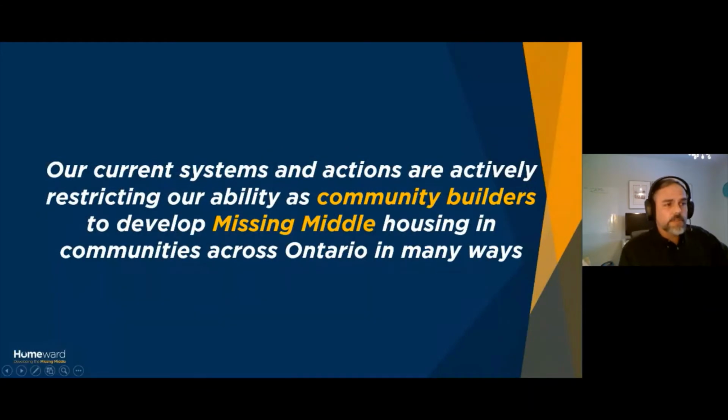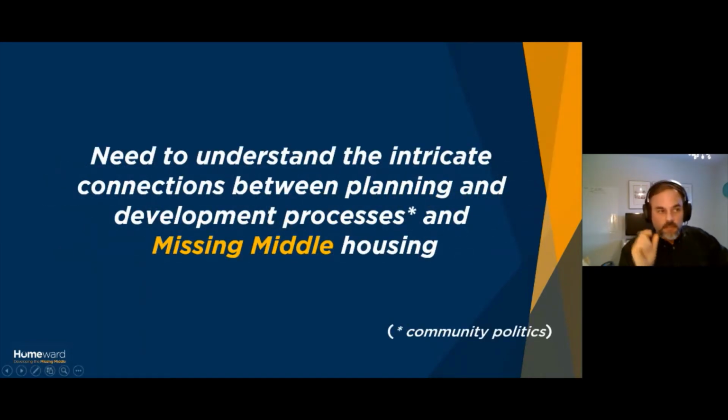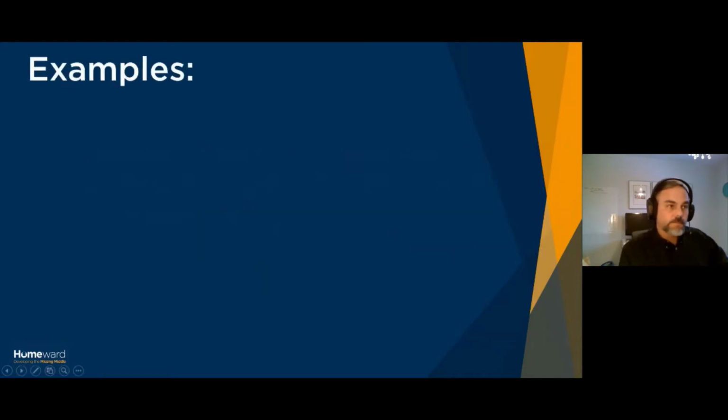Our current systems and actions are actively restricting our ability as community builders to develop this missing middle housing in communities all across Ontario, and it's in many ways. And so we need to understand the intricate connections between planning and development processes and missing middle housing. And we shouldn't shy away from understanding and addressing issues of community politics as well. So what are some of the examples that create these challenges that we can overcome if we pay greater attention to our planning structures, our processes, the politics around how we manage these projects, and what's brought forth from a development perspective.